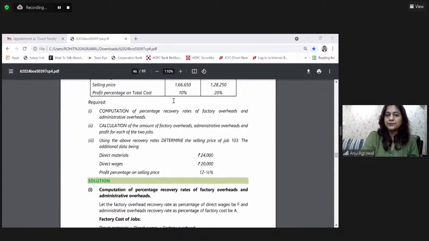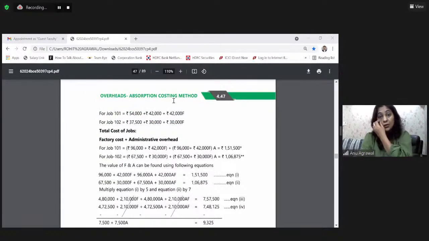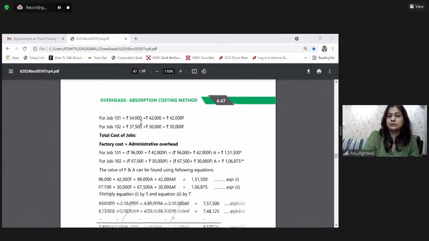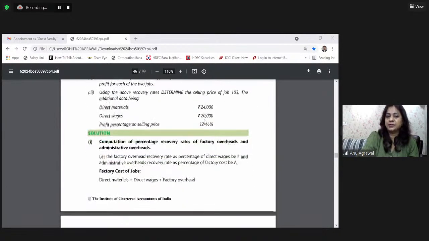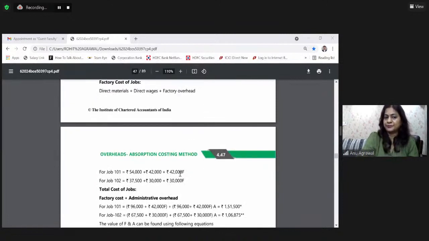Wages is 42,000. Yes. And what will be your factory overhead? A percentage of this 42,000. Now that percentage, they are assuming it to be F. That means 54,000 plus 42,000 plus F of 42,000. You don't have to put F, you can say X of 42,000. Similarly, for job 102, it will be 37,500 plus 30,000 plus X percentage of 30,000. They are not saying X, they are saying F.